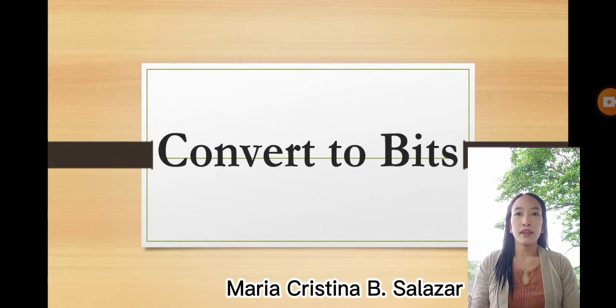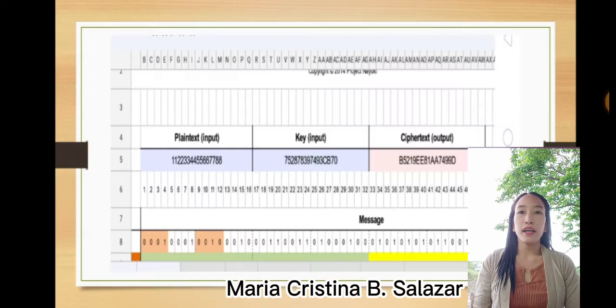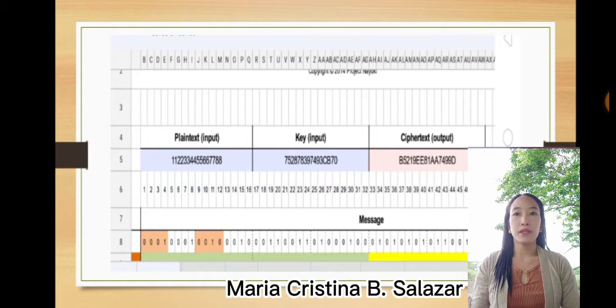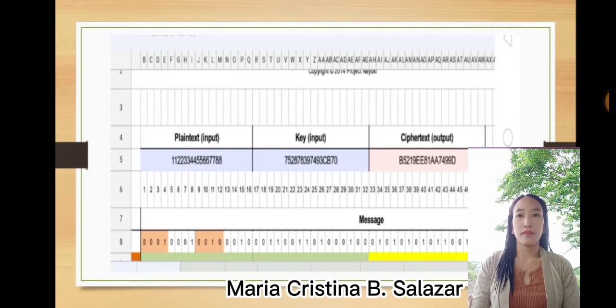Convert to bits. In convert to bits, it's simply converting the plaintext input, key input, and ciphertext output into binary. Here is an example of how to convert to bits. For example, what is the binary of 1? It is 0001. How about 2? The binary of 2 is 0010. That would be the result in convert to bits.